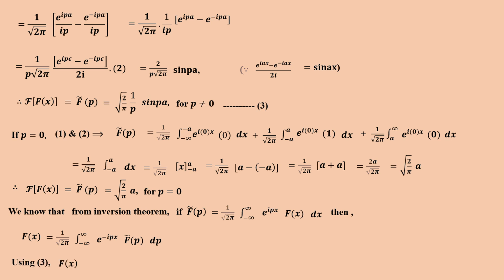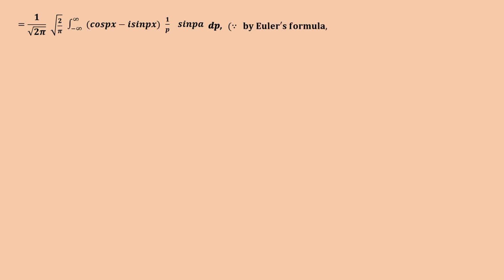So using 3, f of x is equal to 1 by root 2 pi integral minus infinity to plus infinity e power minus i px, using f bar of p from 3, root 2 divided by pi into 1 by p sin pa. We are using the case p not equal to 0, right? So 1 by root 2 pi into root 2 by pi integral minus infinity to plus infinity of cos px minus i sin px into 1 by p sin pa dp, right? We know Euler's formula, e power minus ix is equal to cos x minus i sin x. So here e power minus i px is cos px minus i sin px.